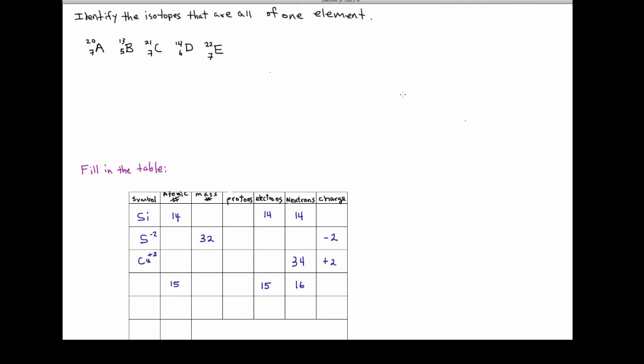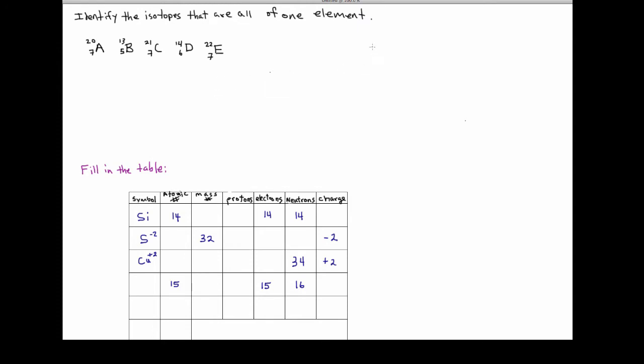And what we're going to do in this video is work a couple of problems that are typical in the realm of the homework. In the first kind of problem, they give you a whole series of artificial isotopes that they've made up, and they ask you to identify the isotopes out of this list that belong all to the same element.